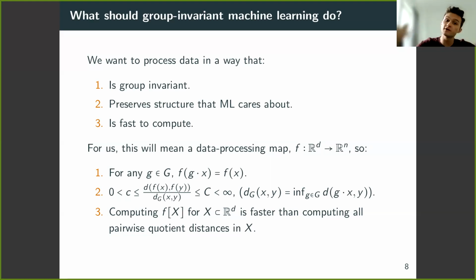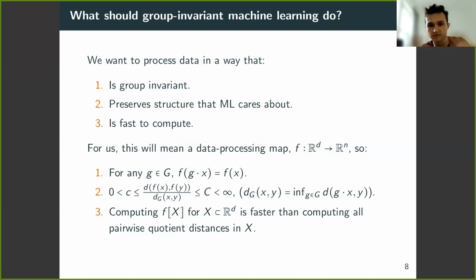Now, the second bullet point is one of the big ones that determines how you go about doing your group invariant machine learning: what you mean when you say preserve structure that machine learning cares about. In our case, we're going to focus on metric structure. So a really natural thing to think about is being bilipschitz. This means that when we process our data in a group invariant way, we don't shrink or grow distances very much. We do this by taking the ratio of the distance after and the distance before, and we make sure that it's bounded by constants that don't depend on the inputted data points. Notice that the distance in our domain is the group invariant distance, so it's the quotient distance.